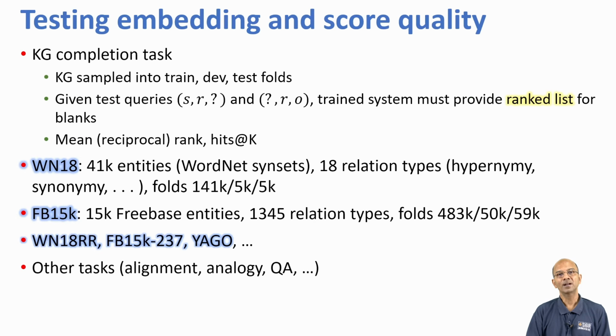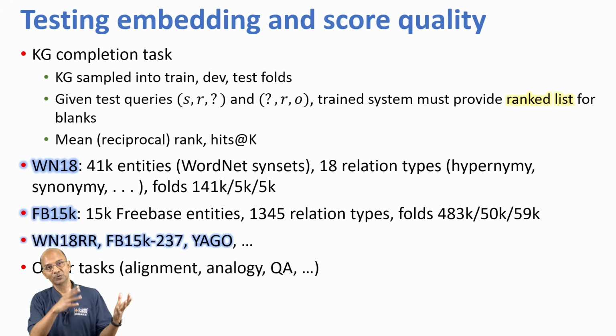How are knowledge graph completion algorithms tested or evaluated? For this, people have defined a whole bunch of knowledge graph completion tasks or challenges. The knowledge graph is first sampled into 3 folds, which are usually disjoint: the training fold, the dev fold, and the test fold. The dev fold is also called the validation fold sometimes.